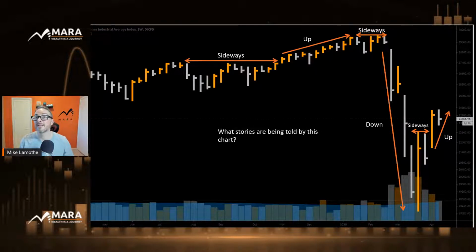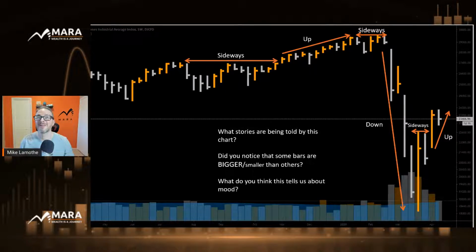Yeah, and price did gap a little bit on that day too, or that week, I should say. And so definitely some of the bars are bigger and some of the bars on this are smaller.